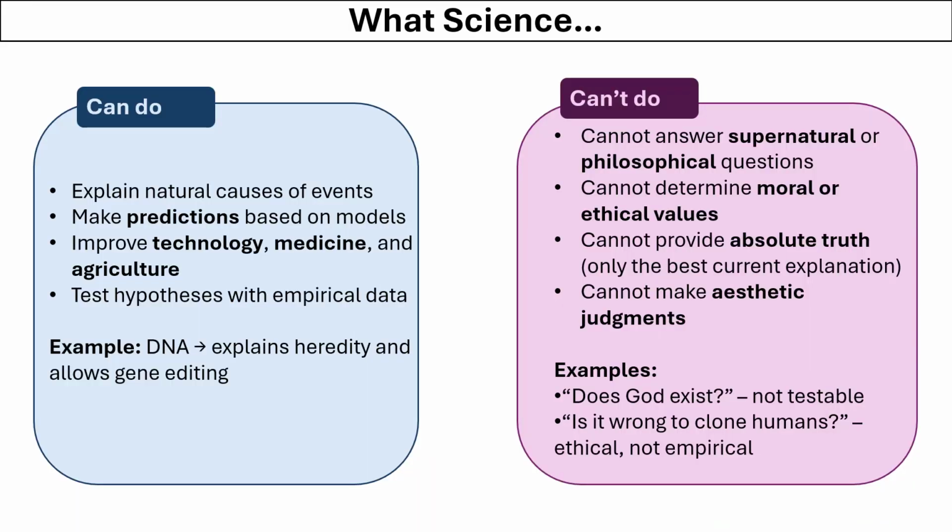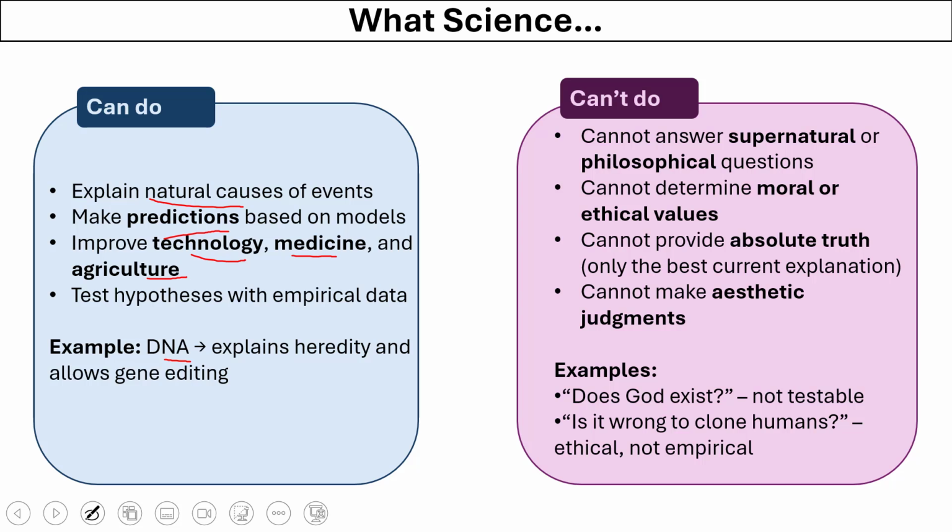Now, there's nothing in this world that is unlimited or limitlessly powerful. So is the case with science. Science can explain certain things, but cannot explain other things. For example, what can science do? Science can explain natural causes of events. It can help us make predictions. It can help us improve technology, medicine, agriculture. It can help us develop hypotheses and create methods to test those hypotheses.